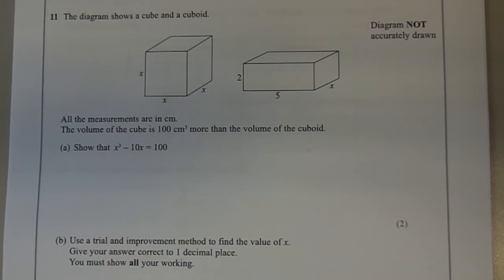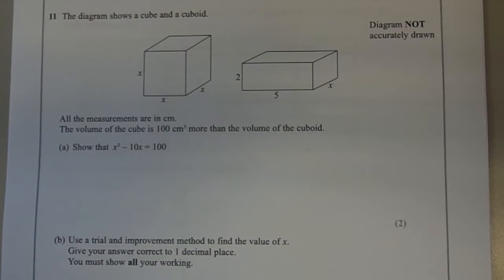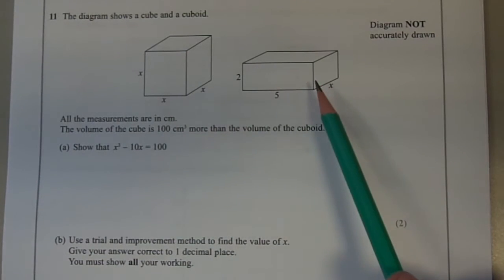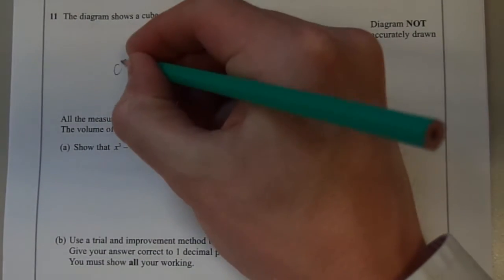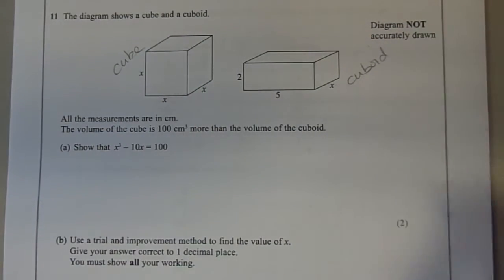Question number 11. We've got a cube and a cuboid. All the measurements are in centimeters. The volume of the cube is 100 centimeters cubed more than the volume of the cuboid. That one's the cube. That one's the cuboid.